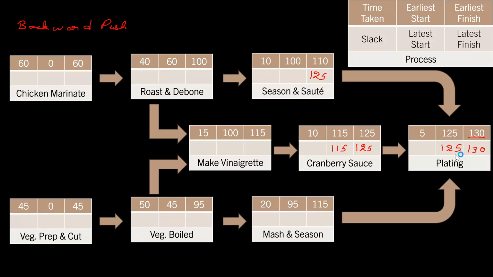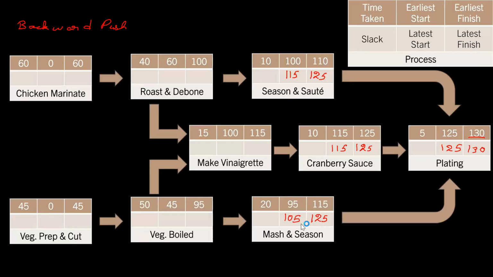So latest that seasoning and sauteing can finish is on the 125th minute, which means that the latest that seasoning and sauteing can start is 125 minus 10, 115. It can start at 115. I think everyone else was talking about the start. And by the same logic, the latest that mashing and seasoning of the veggies can finish is in the 125th minute, which means the latest that it can start is in the 105th minute.